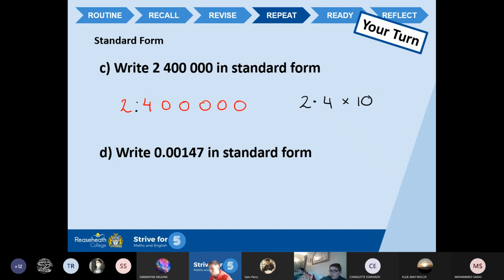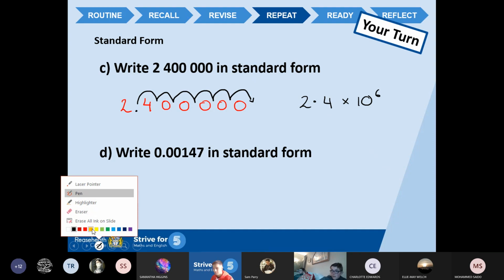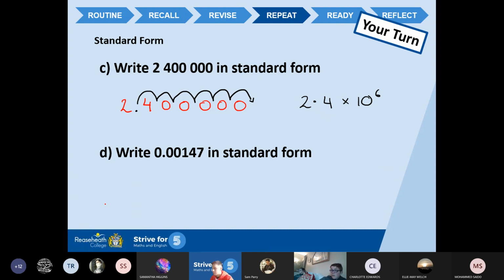So you're ready? 1, 2, 3, 4, 5, 6 jumps it would make. So it's 2.4 times 10 to the power of 6. That's it. I don't have to do anything extra. I've converted it into standard form right there. And I'll do this one as well because I'm in the flow now. I'm enjoying doing these. I find them quite therapeutic. And Lottie, if you finish, you can check your answers against mine if you wish.